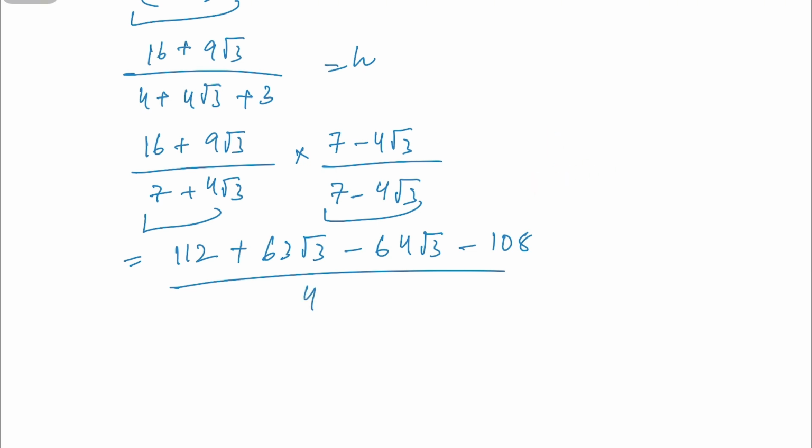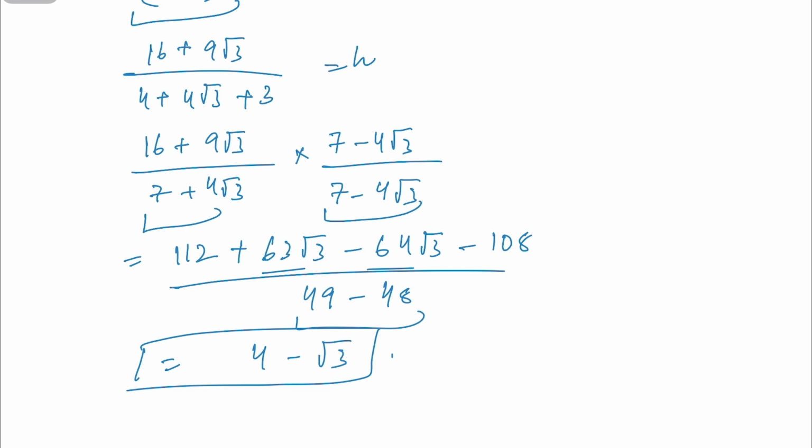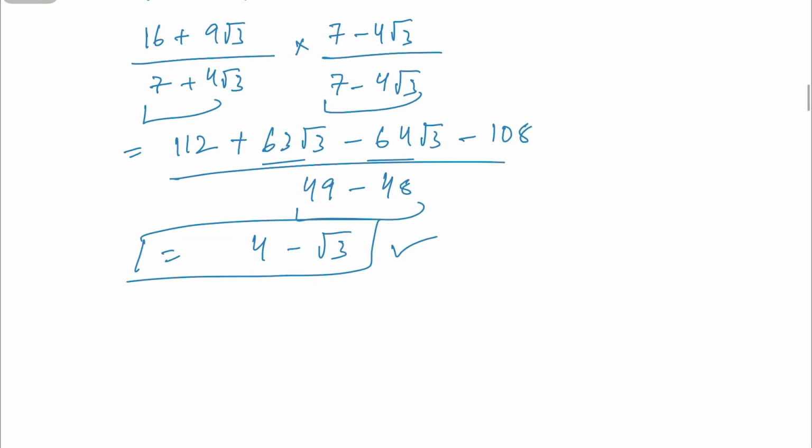So this would look like 49, 7 squared, minus 4 squared, which is 16, multiplied by 3 is 48. So finally our answer would look like 112 minus 108 is 4, and then 63 minus 64 is negative root 3, and the denominator will have 1, so we don't have to write it. So this is our final answer.